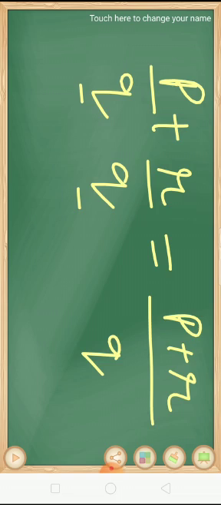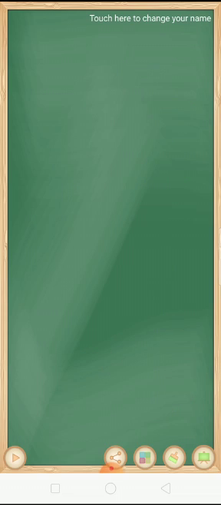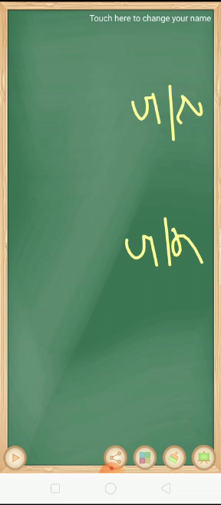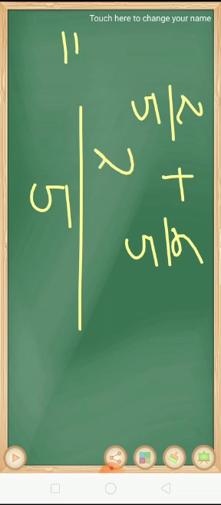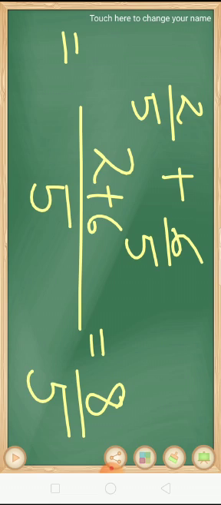Let us understand with an example. Let us add 2 upon 5 and 6 upon 5. As I have told you, our rule is to make the denominator the same. But in this question, the denominator is the same already. So we just simply write the denominator and add the terms present in the numerator. The terms are 2 and 6. 2 plus 6 is 8 and your answer will be 8 upon 5.